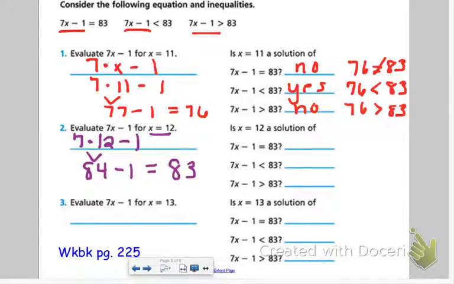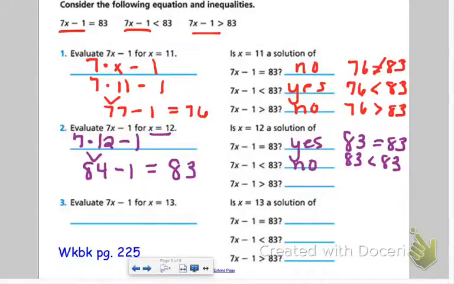So is that going to be a solution to the equation? Is 83 equal to 83? Yes, it is. Is 83 less than 83? No, it doesn't work for that inequality. Is 83 greater than 83?